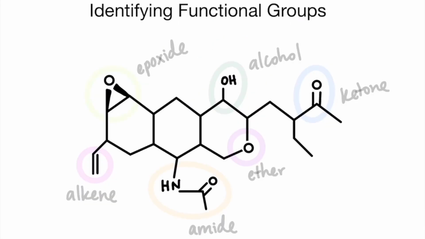Let's practice identifying functional groups in an organic molecule. As you can see, this organic molecule contains several different functional groups. So let's start by identifying them from left to right. The leftmost functional group is this carbon-carbon double bond, and this is called an alkene. Above the alkene, we have a strained structure containing carbon and oxygen. This is called an epoxide.